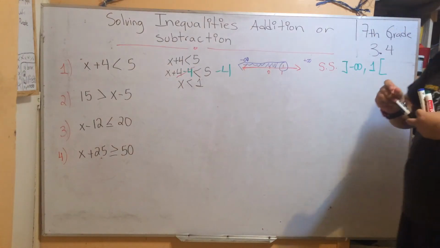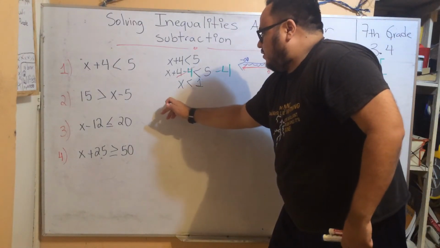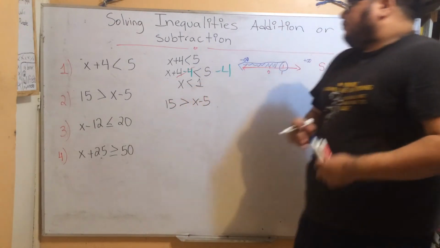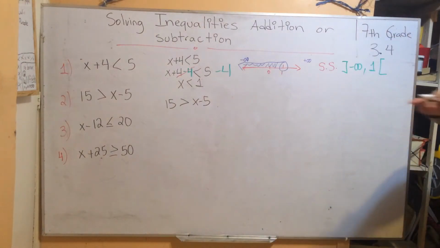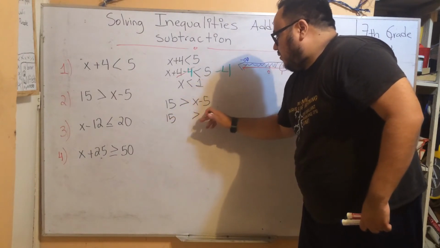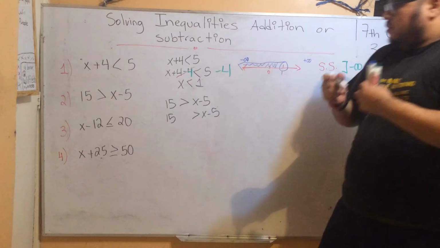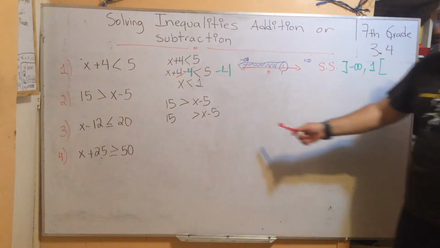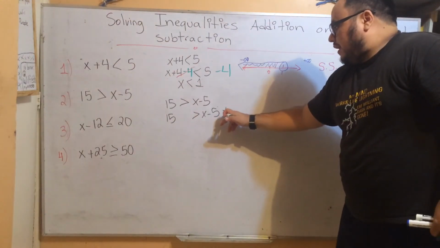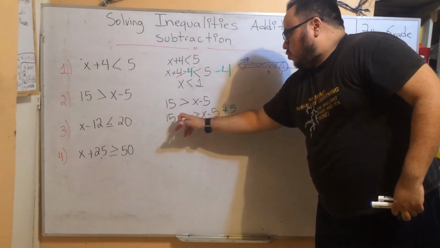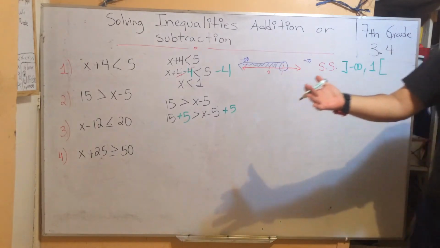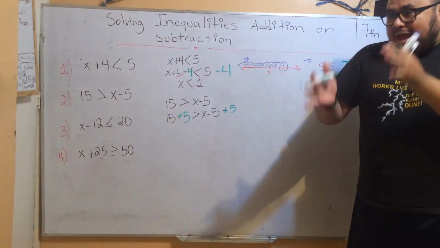Let's do number 2. Number 2 says 15 greater than x minus 5. How do we solve this inequality? Same thing, we need to leave some space because whatever we do on one side, we have to do on the other. So that we can leave the x alone, we're going to add 5 here, and add 5 here. Remember that whatever I do on one side, I have to do on the other, because we need to keep balance.